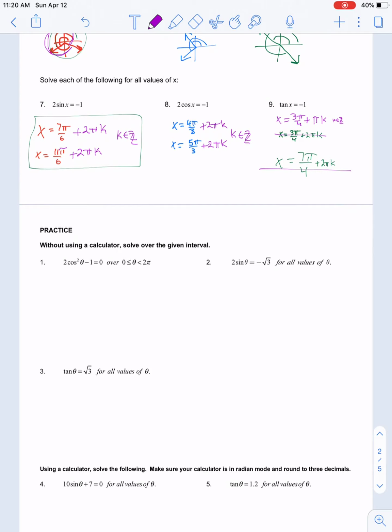So we've gone over solving, and now you have to pay special attention to what's the interval. Am I solving from 0 to 2 pi? Am I solving from 0 to 4 pi? Or am I solving for all values of theta? So go ahead and pause your video, and then I will go over problems 1 through 3 momentarily. Let's give you some time to pause.